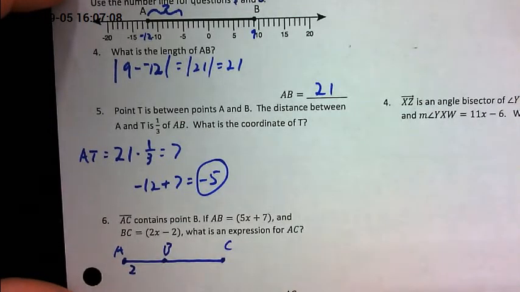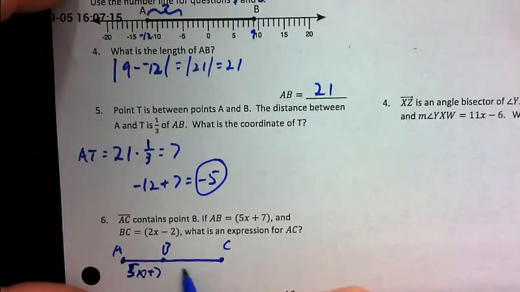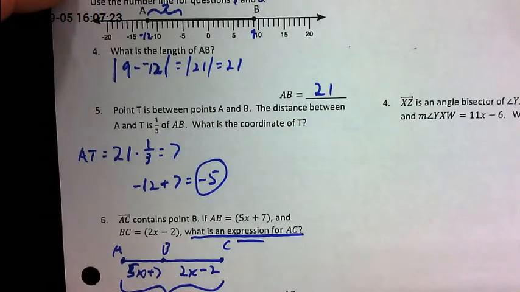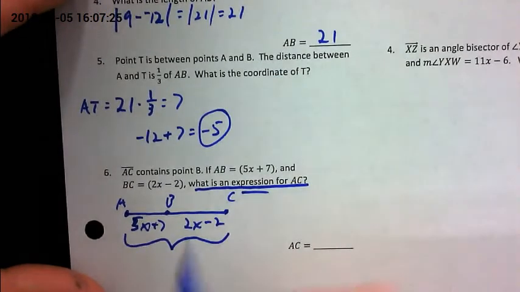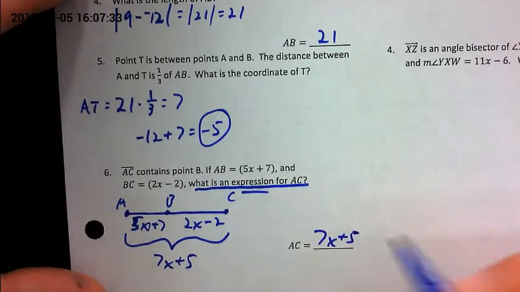This piece, AB, whoops, I put that in the wrong spot. AB is 5x plus 7. BC is 2x minus 2. It wants the whole thing, and it wants it as an expression. So make sure you read the directions. We're just adding these two together. That'd be 7x plus 5. And that's our answer, as an expression.